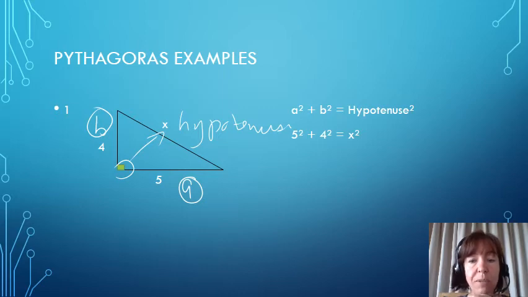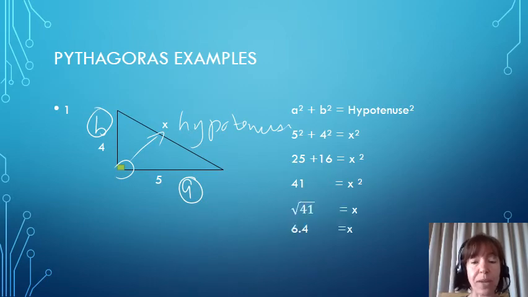So 5 squared plus 4 squared is x squared, which gives me 25 plus 16 is x squared. 41 equals x squared. A lot of people stop here. Now that's not where you need to stop. We need to carry on going. We are looking for what x is. What is that one side? They haven't asked me for x squared, so I need to square root. So the square root of 41 is 6.4. Obviously just round to a sensible amount.